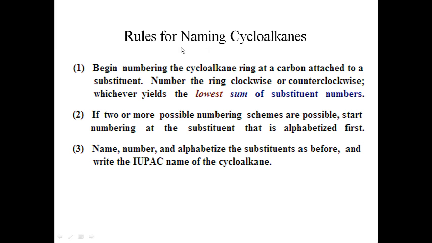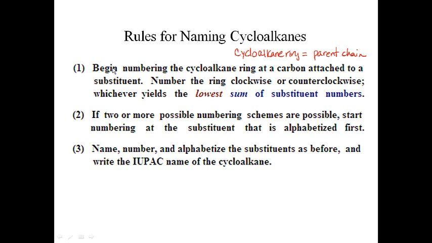So what you do is you begin numbering the cycloalkane ring at the carbon that's attached to the substituent. Now before I start, I should say that we're going to treat the cycloalkane ring as the parent chain. That's an important thing to realize: the cycloalkane ring is going to be the parent chain for the molecule. And so we already have the parent ring predefined. Now we have to figure out a numbering scheme.